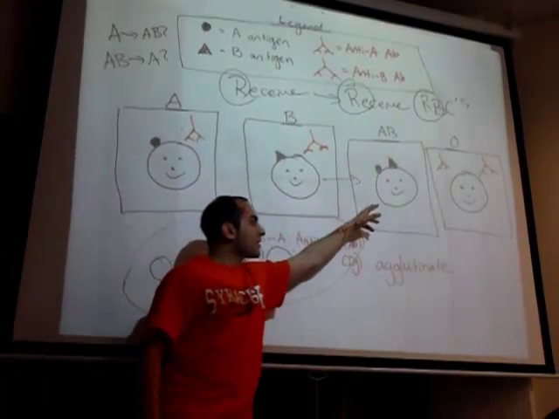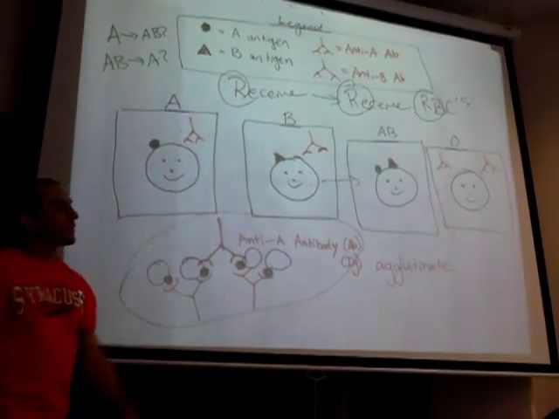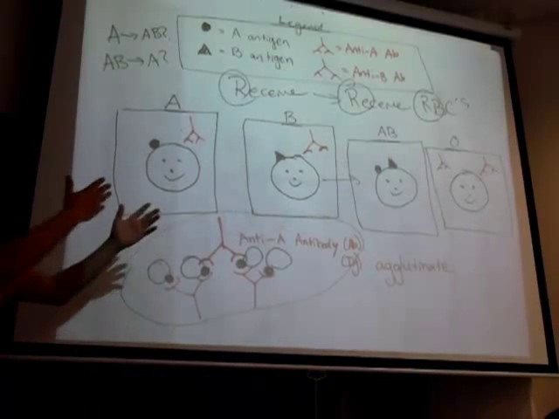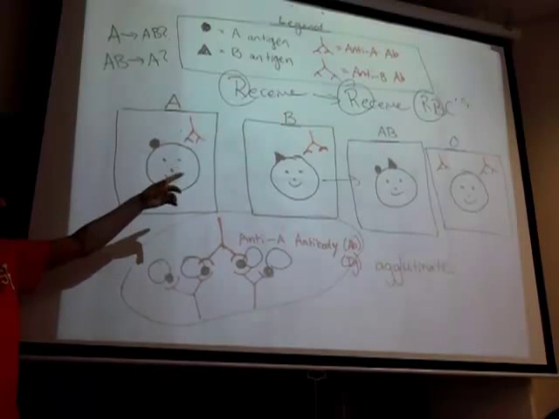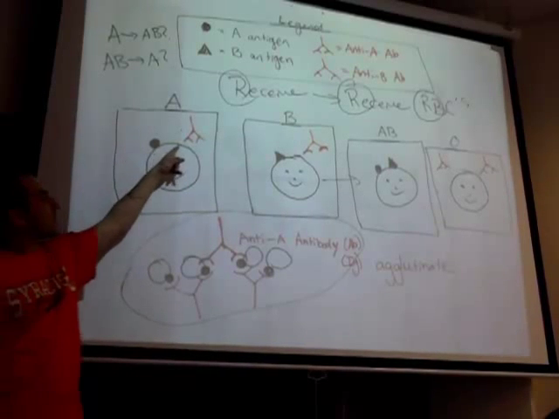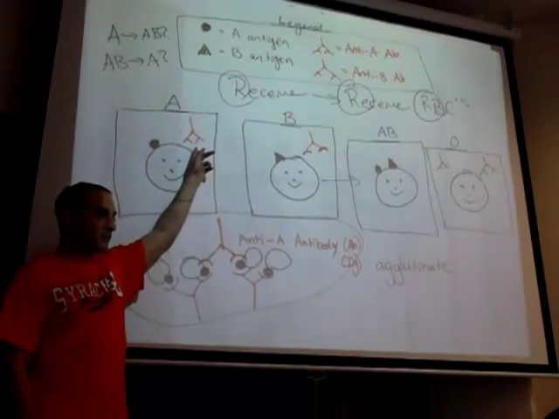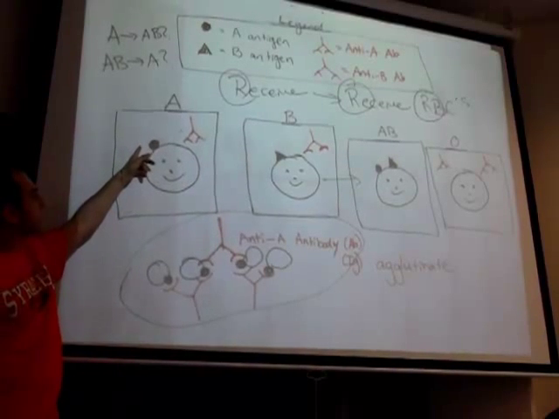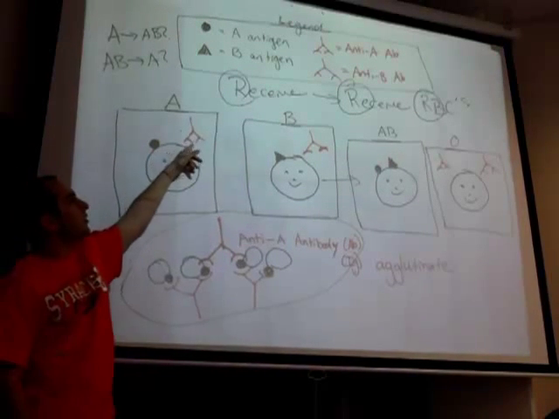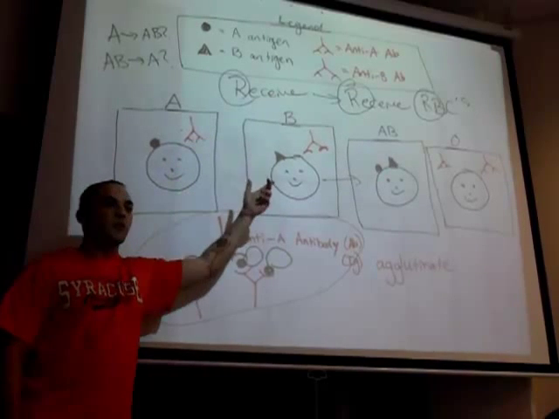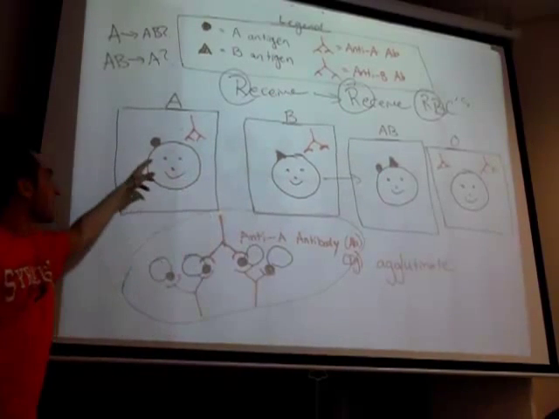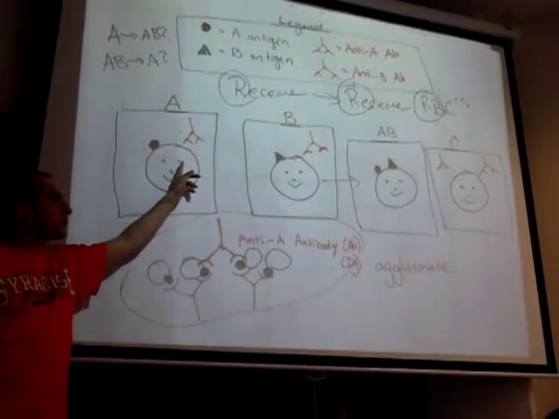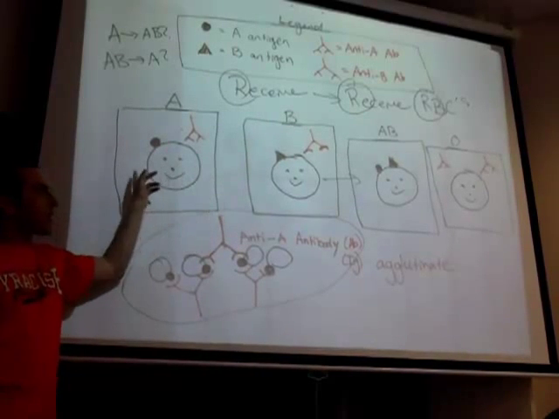What about this guy? Can AB donate to A? No. Which antigen is going to be hated? AB going to A? Yeah, it's the B. This is the B one. So the B hat is going to be hated. They're not going to hate it on itself. So AB can't donate to A.